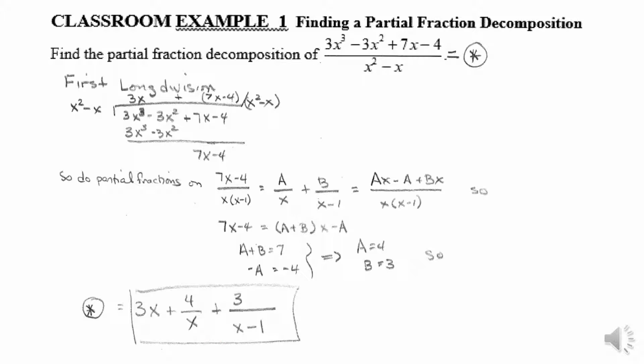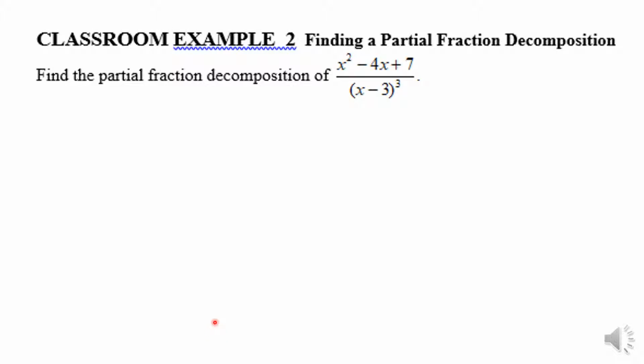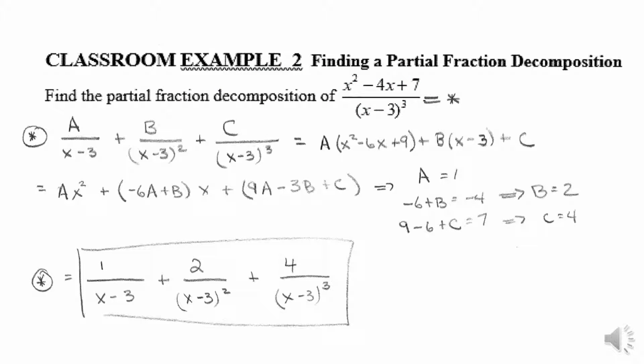Let's do another example. Please read the example and pause the video. Let's see how you did. Now here I have a linear factor in the denominator raised to the third power, so I know this is a plus b plus c over these denominators. So what I will do is get a common denominator and equate this with the numerator.